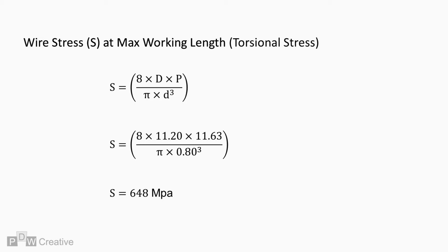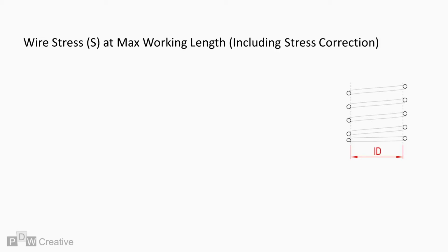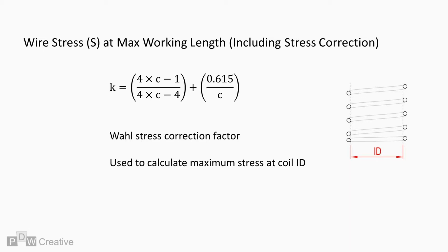But in part 1, we discussed both shear and torsional stresses occur at the wire cross-section, and we need to account for the highest stress occurring at the spring ID. So we need to apply a stress correction factor here, and WAL is one of the most popular factors. WAL, K, is calculated using the spring index, C. K equals (4C minus 1) over (4C minus 4) plus 0.615 over C.